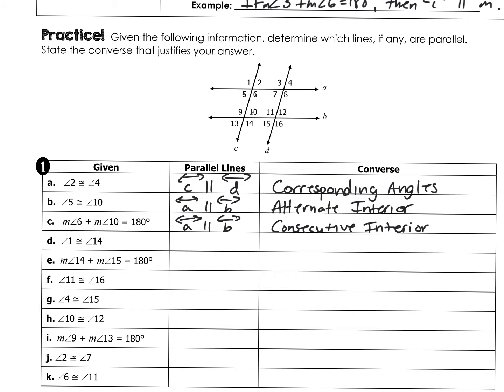Okay. Angle 1 is congruent to angle 14. Angle 1 and angle 14, those are alternate exterior on transversal C. So we just proved A is parallel to B, and that's alternate exterior converse. Okay. The measure of angle 14 and the measure of angle 15 is equal to 180. Those are consecutive interiors on transversal B. So that proves line C is parallel to line D, and that's consecutive interior.